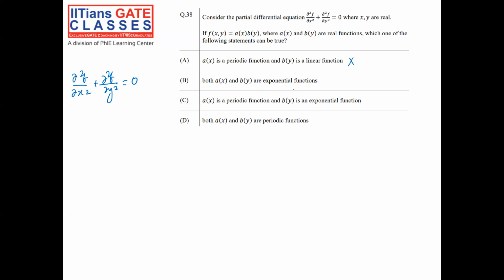Coming towards option B, both are exponential functions. So let's take a simple example. If we have e to the power x and e to the power y as, let's say, a of x and b of y respectively. And if you differentiate with respect to x, you will get the same value. If you differentiate with respect to y, you will get the same value. If you differentiate 2 times with x and y, will get the same. So here the negative term is not coming.